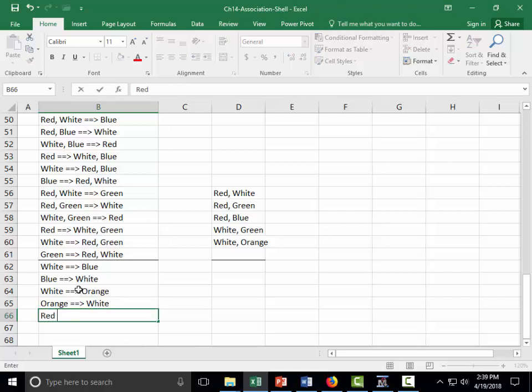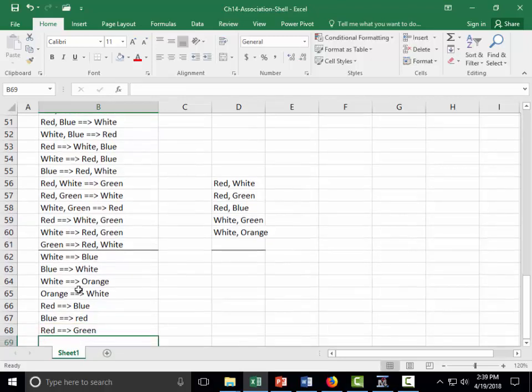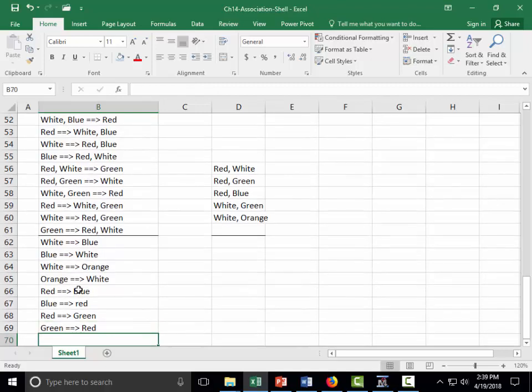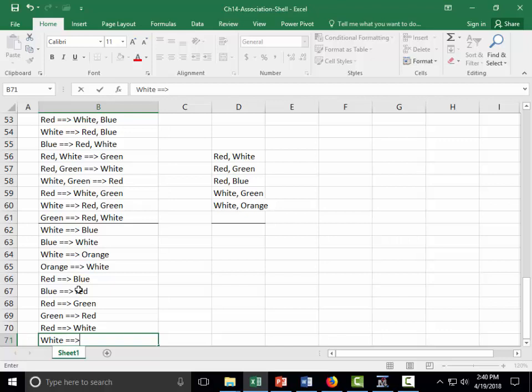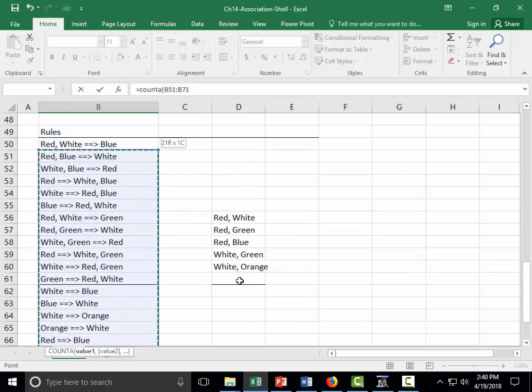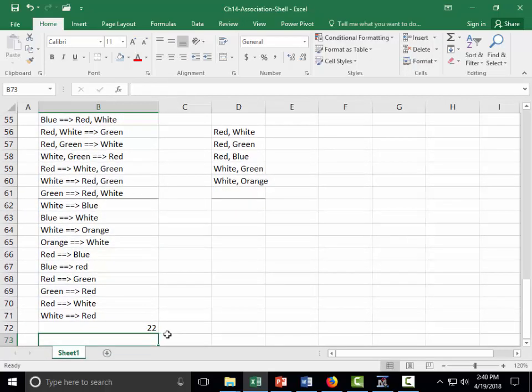and then red means blue, blue means red. Red means green. Green means red. And then red means white. White means red. Did I miss anything?